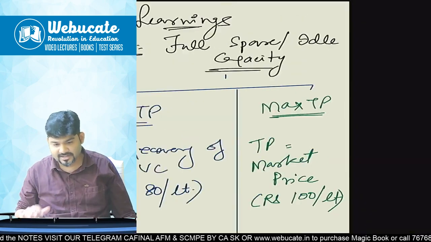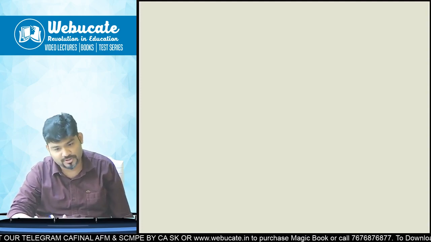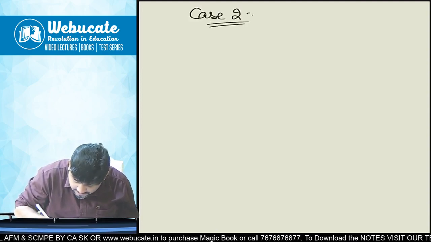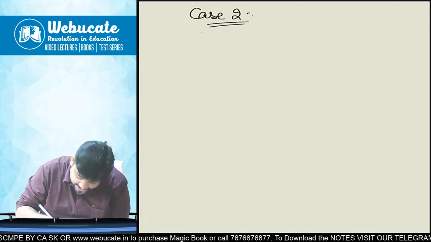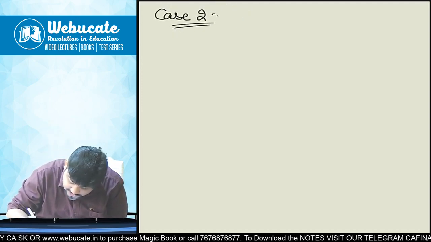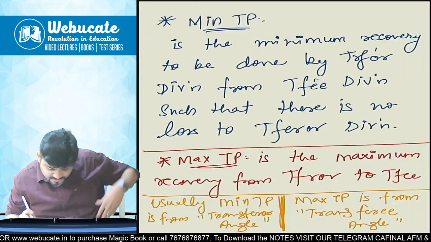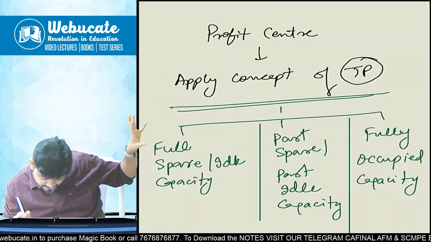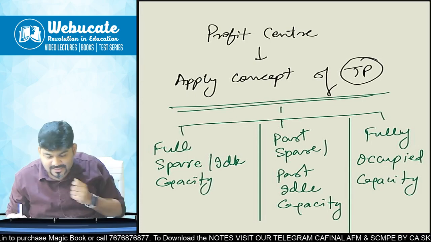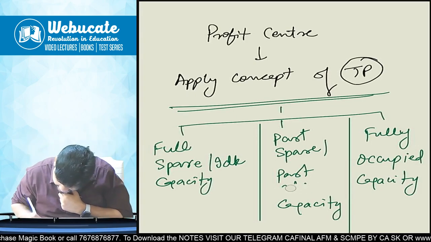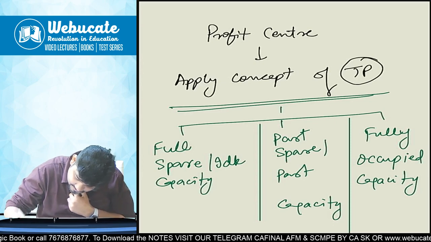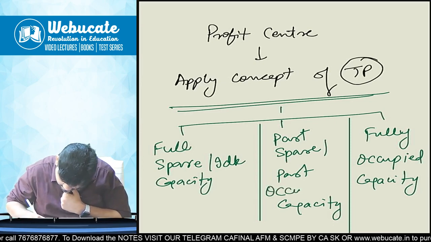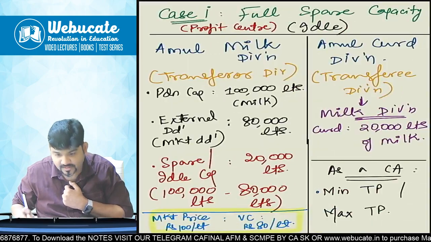All is well. Clear till here? Done. Now, the level will increase, and that's what we also want. We are not afraid of the level increasing, sir. Chalo, let's come to case 2. What is going to be case 2? Case 2 is going to be part spare, part idle capacity. No, part spare, part occupied capacity. Okay, chalo, let's write it up.